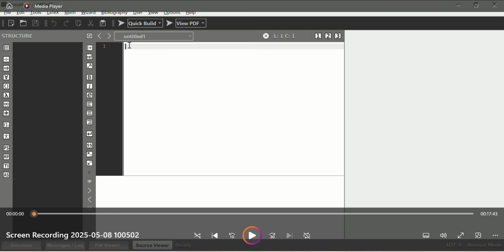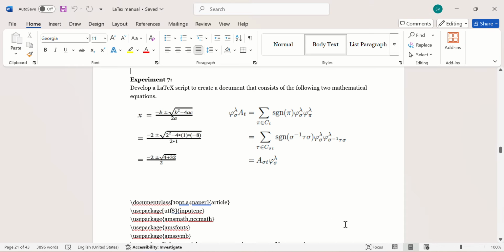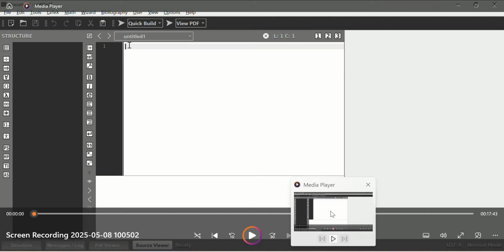Seventh experiment in LaTeX. So what is our seventh experiment in LaTeX? Develop a LaTeX script to create a document that consists of the following two mathematical equations. So two sets of equations we have to create using our LaTeX script. Say for example, the first set is x is equal to minus b plus or minus root of b square minus 4ac divided by 2a. So we are going to create these two sets of equations using our LaTeX script. So let's begin our experiment.